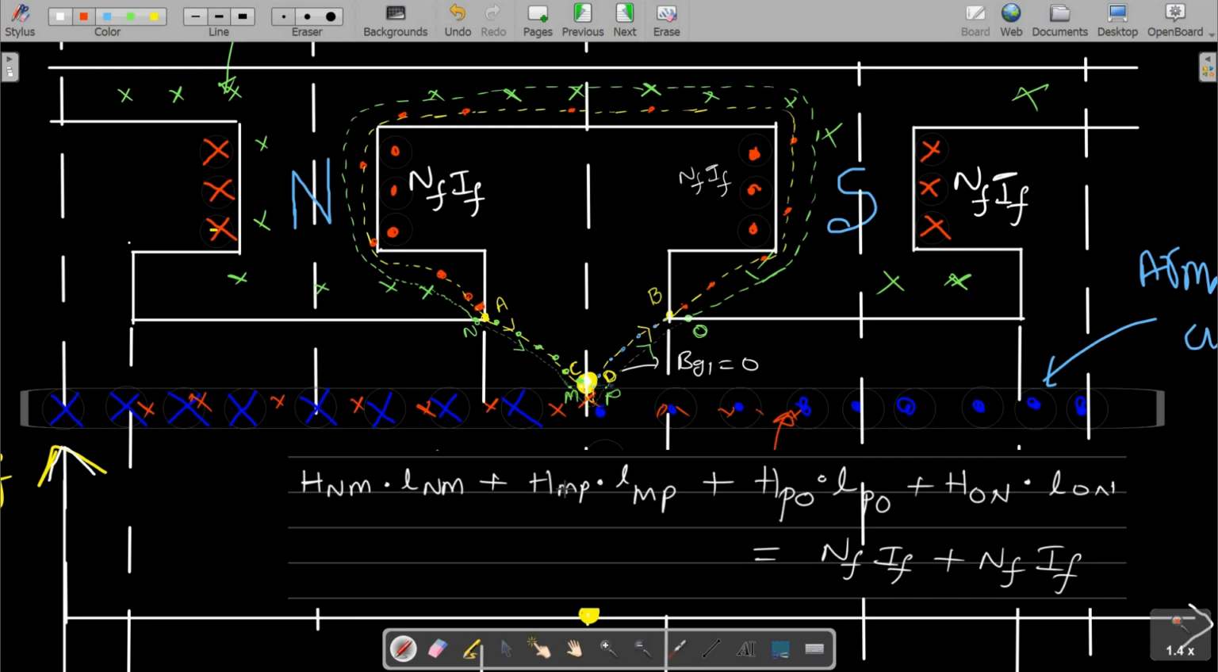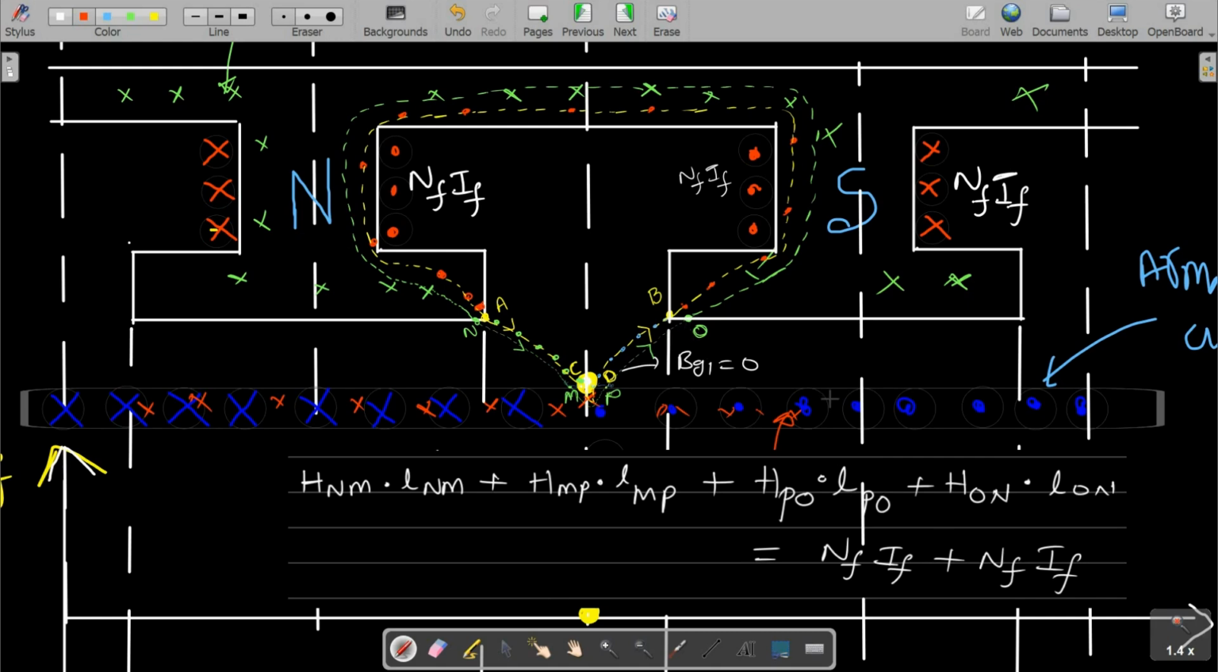And then we have HMP. HMP is nothing but the magnetic field intensity everywhere on this MP line, and LMP is nothing but the length of this MP. Similarly, HPO is the value of the magnetic field intensity everywhere on this PO line, and LPO is nothing but the length of that PO.